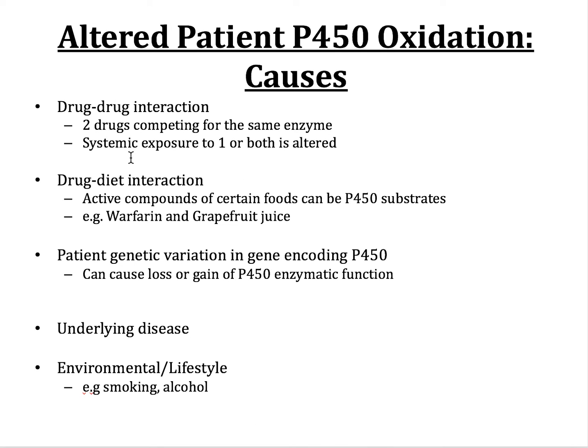Drug-drug interactions. Two drugs can usually compete for the same enzyme, so it basically means one drug will be more avid and it can suppress the effect of the other one. Drug-diet interaction. Active compounds of certain foods can be P450 substrates, for example warfarin. Patient genetic variation in gene encoding. Underlying disease, environmental lifestyle, smoking and alcohol.